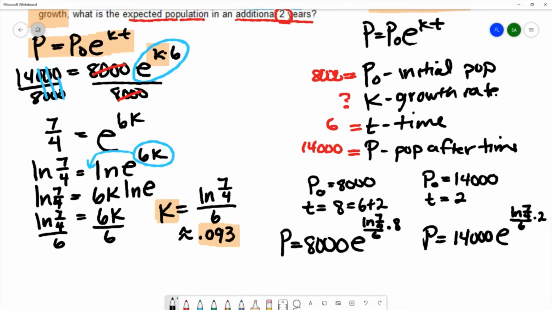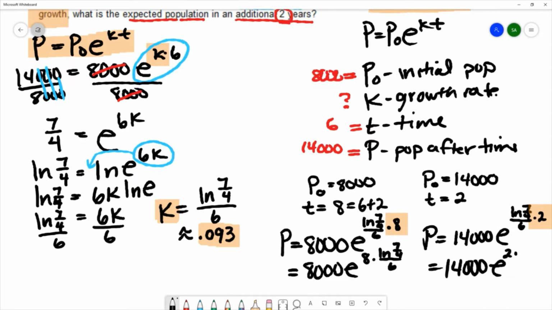Now, before I enter this in my calculator, I like to write this a little bit differently to make it easier to type in the calculator. I like to put the time in the front. So I'm going to write this as 8 times natural log of 7/4 over 6. And the same thing with this one over here, 14,000 e to the 2 times natural log 7/4 over 6. So we're going to type these in our calculator to get the population with an additional 2 years.